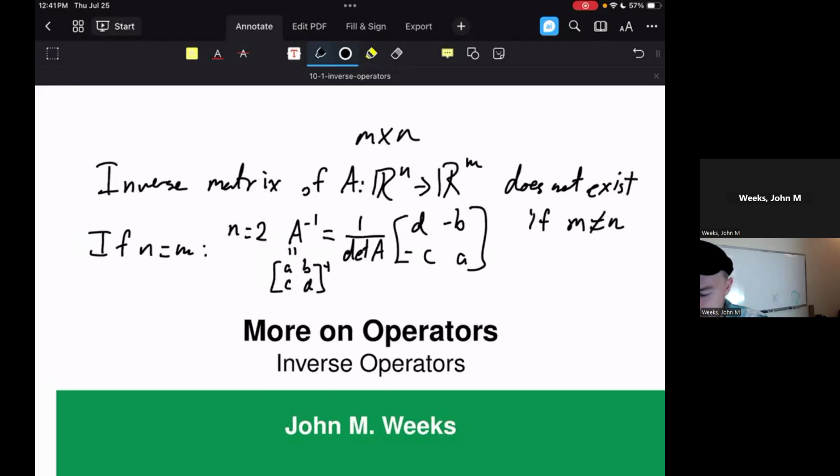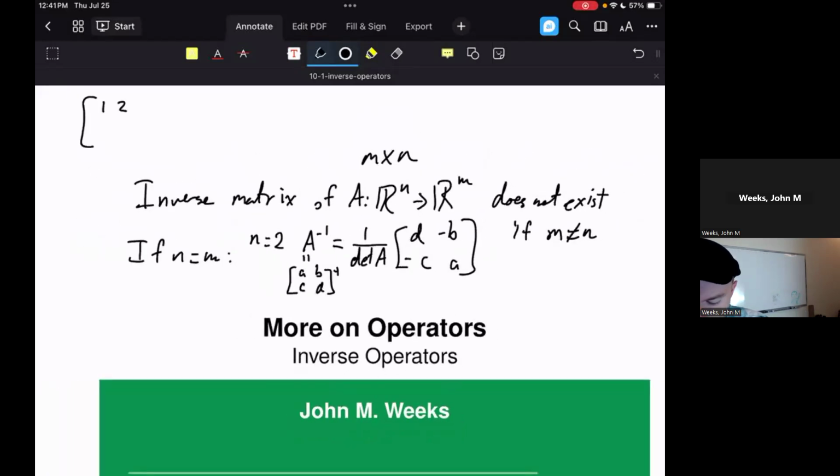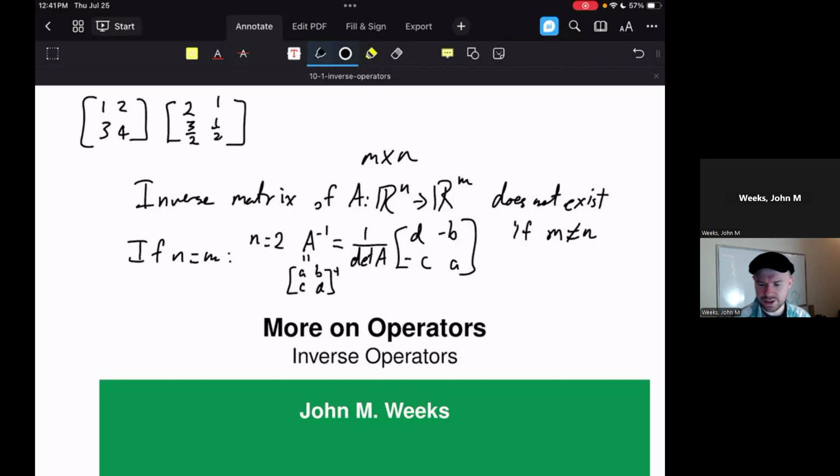So for example, if I was looking at 1, 2, 3, 4, I could go through and use this formula to figure out that the inverse of this would be something like this. You'd have 2, 1/2, 1, and 3/2 right here. I have negatives right over on these sides. So this is an example of what an inverse matrix might look like.